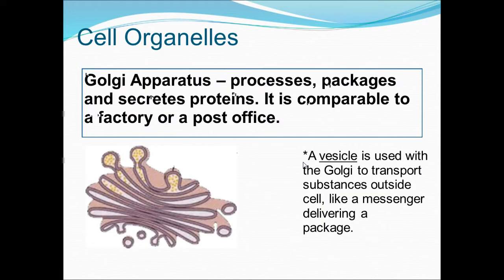The Golgi apparatus. This is a folded structure as well. It processes, packages, and secretes proteins, and it's comparable to a factory or a post office. So it gets the raw materials inside these folds here, it puts them together, and then it forms a package around it. This actually breaks off, like you can see happen down here, and the proteins inside then move off to other parts of the cell where they are used for whatever their purpose is. These things that break off are called vesicles, and they're used to transport substances outside the cell. So things from the Golgi apparatus can actually go to other cells, neighboring cells.